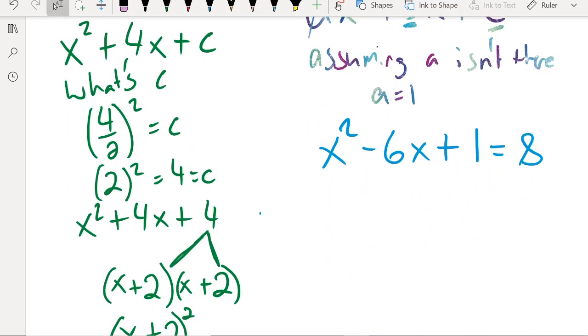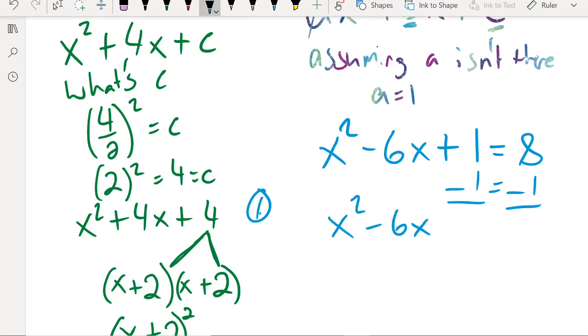So then, step 1, get all the numbers to the right. All right, so step 1, we want to get all the numbers to the right, and that means I'm going to subtract 1 from both sides. All right, so then I have x squared minus 6x. I'm going to leave a space here for the next step. You don't really have to do this. It just makes it look nicer.